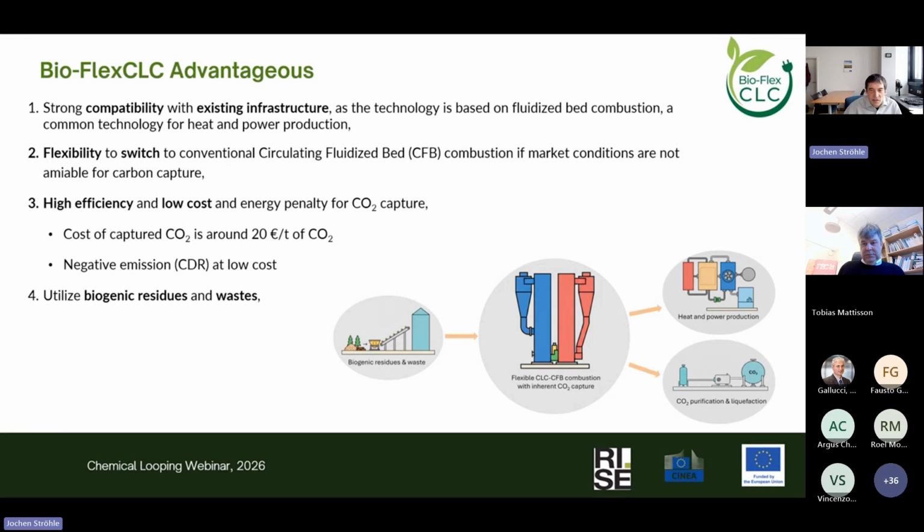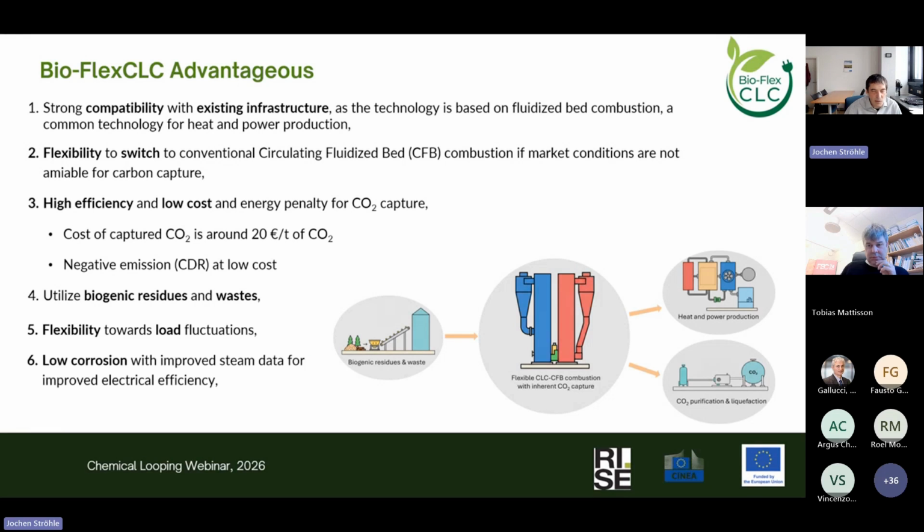Since it is a fluidized bed technology, it's very flexible towards feedstock, so we can use biogenic residues and waste without a high cost for pre-treatment. It's flexible also towards load fluctuation, and it has a feature that it can potentially have a low corrosion with improved steam data and high electrical efficiency. Also, one advantage is that the emissions of SOx and NOx are relatively low.